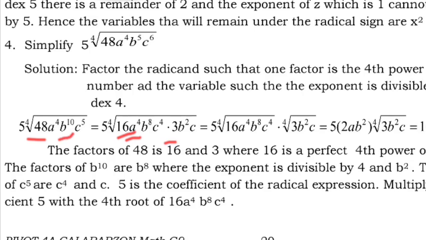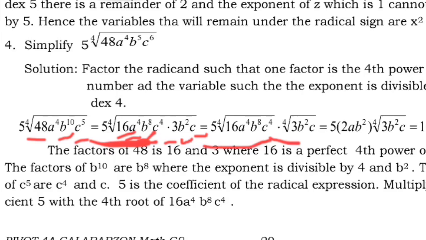Then b to the power of 10, we can express as b to the power of 8 times b squared. And c to the power of 5, we can express as c to the power of 4 times c. Then applying the nth root of a times b equals the nth root of a times the nth root of b, we can have the statement as 5 times the fourth root of 16, a to the power of 4, b to the power of 8, c to the power of 4, times the second factor, the fourth root of 3, b squared, c.